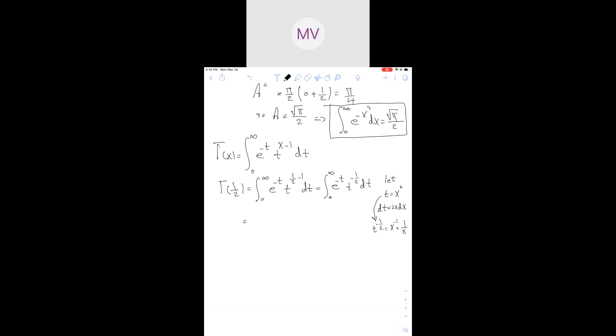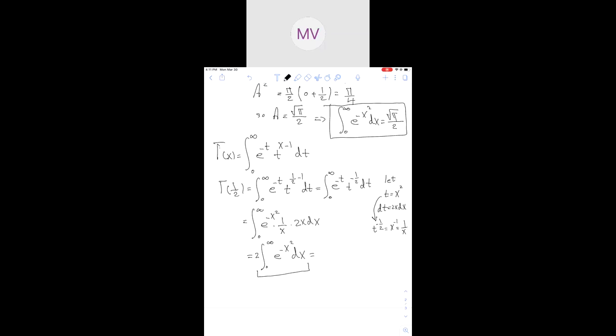And by the way, when t goes from 0 to infinity, x also goes from 0 to infinity. So it becomes 0 to infinity. Now, remember, I want to change the variable of integration from t to x. So it's e to the negative x squared, where we replace t with x squared. t to the negative half is 1 over x, and dt is 2x dx. Let's simplify. It's 0 to infinity. 2 is a constant. Let's pull it out. The x and x cancel, so we get e to the negative x squared dx.